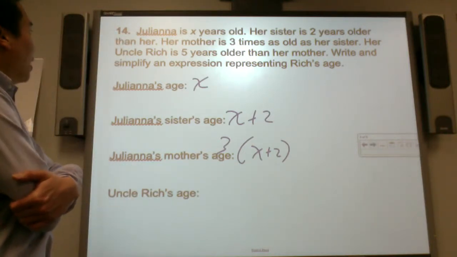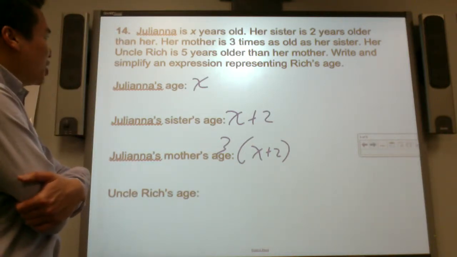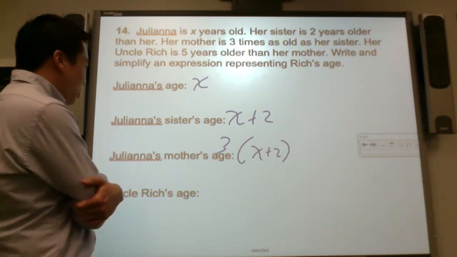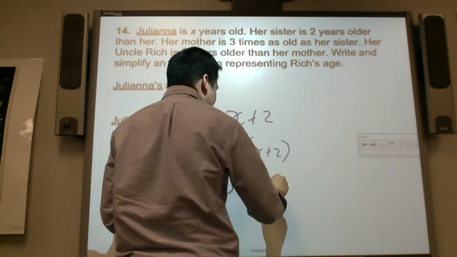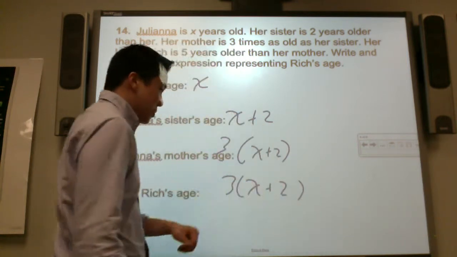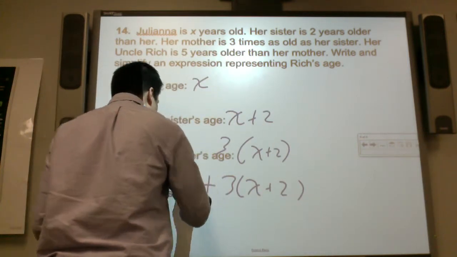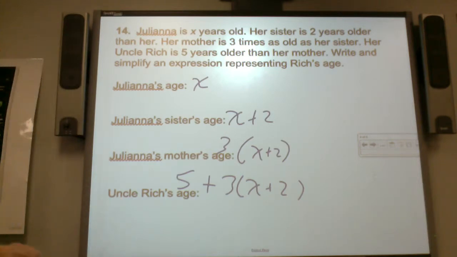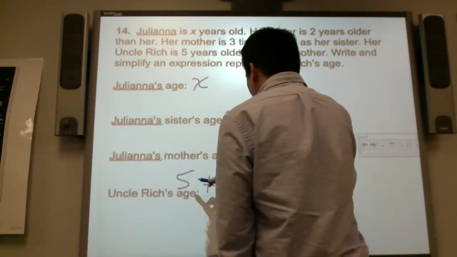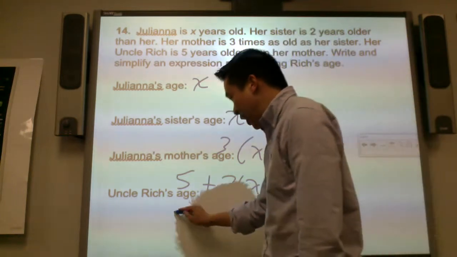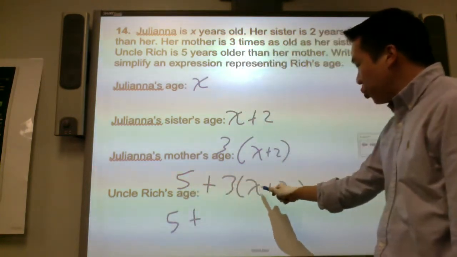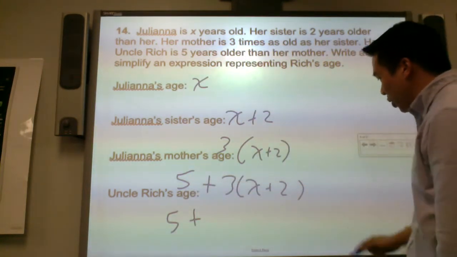Now, Uncle Rich is 5 years older than her mother. So how old is the mother? The mother is 3 times the sister, which is x plus 2. But Uncle Rich is 5 years older. Right? Write and simplify an expression representing Rich's age. So this is Rich's age. How can you represent this? So we have 5 plus 3 groups of x plus 2. Do you want to draw this?